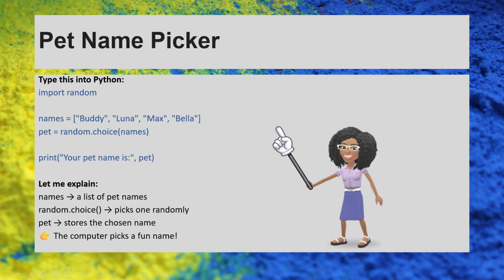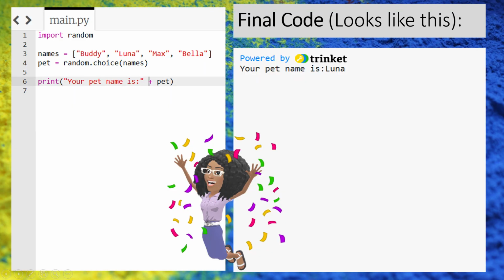Let me explain. Name is a list of pet names. Random.choice picks one randomly. Pet stores the chosen name. Then the computer picks a fun name. This is what the final code should look like.